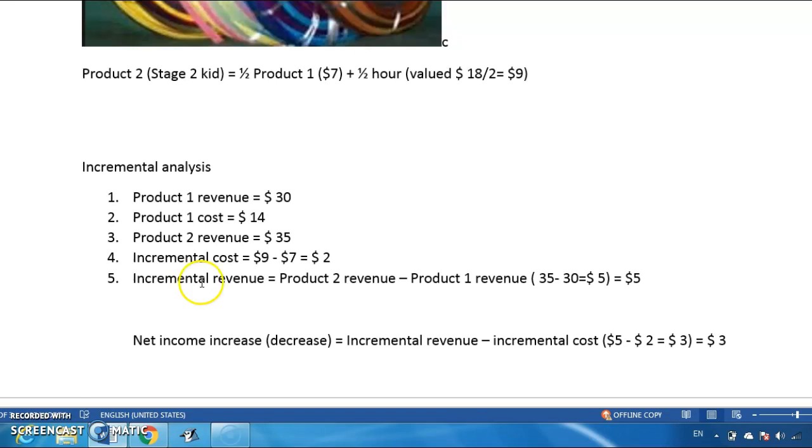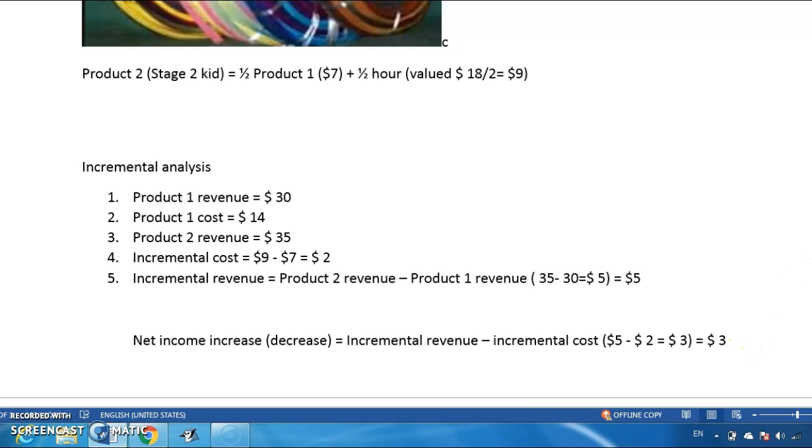Then the incremental revenue. How do you get it? You get it from product 2 revenue minus product 1 revenue, that is stage 2 kit revenue minus basic kit revenue, which is $35 minus $30, which is $5. So incremental revenue is $5. Let's see now: do we have a net income increase or decrease? Our incremental revenue is $5, minus our incremental cost of $2, so we have $3 as our net income. So our net income actually increases, it doesn't decrease.